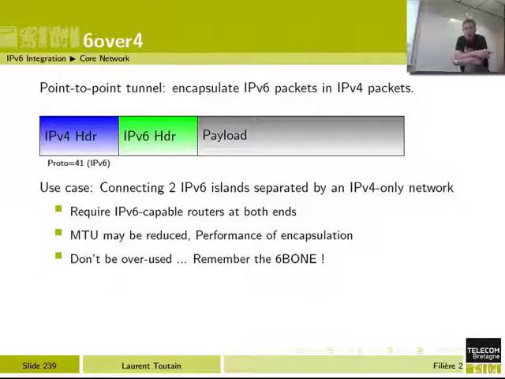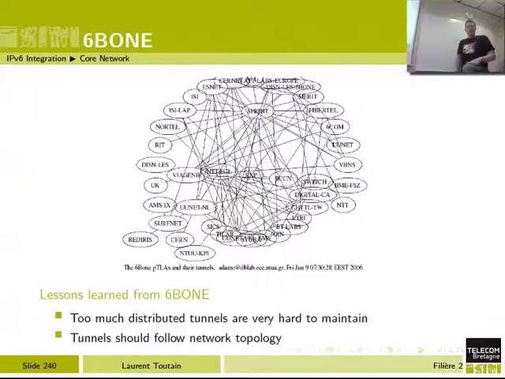And as I said before the break, the big problem with this kind of solution is that it's very, very easy to create a tunnel. It's just a three-line configuration in a router. So it means that I can create tunnels for everybody, and I will not respect the physical topology of my network. And doing that, it can lead to, for example, this kind of network. This is a vision of the 6bone just before it finished, it stopped.